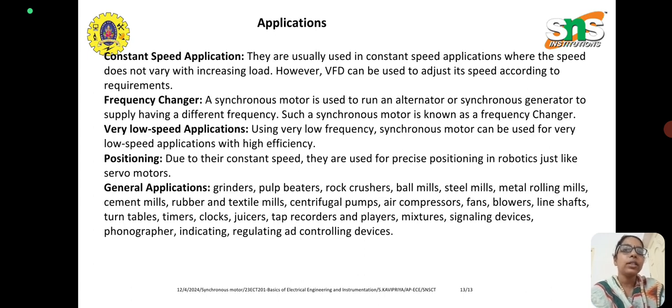In applications, it is used in constant speed applications, as a frequency changer, in very low speed applications, and in positioning. Due to this constant speed, they are used for precise positioning in robotics, just like servo motors. General applications include grinders, pumps, compressors, fans, blowers, juicers, tape recorders, signaling devices, phonographs, and regulating and controlling devices.